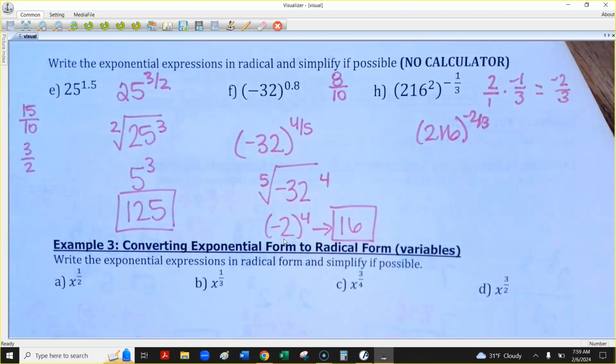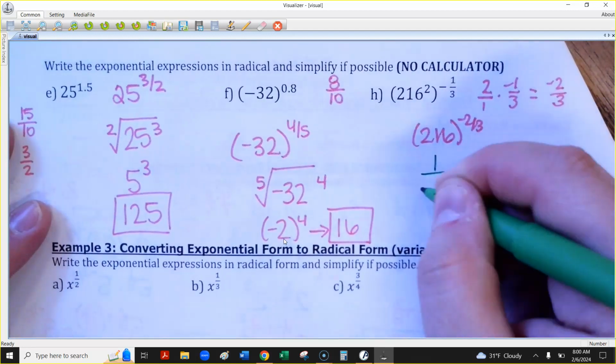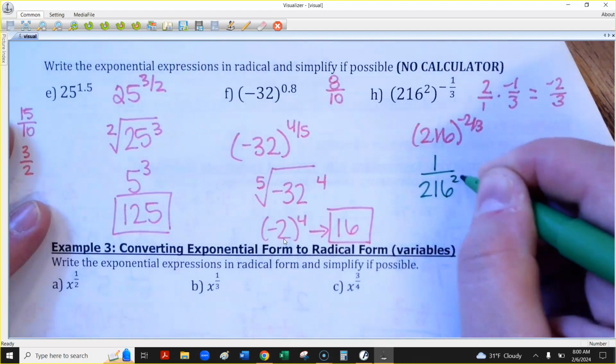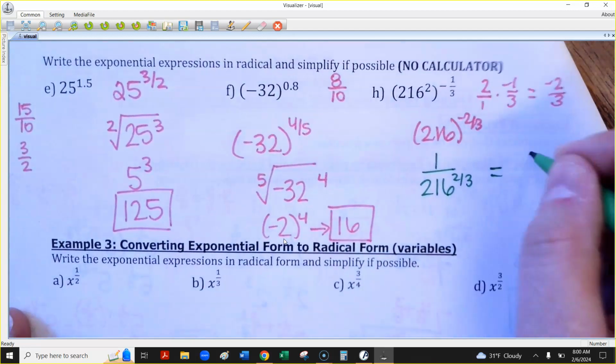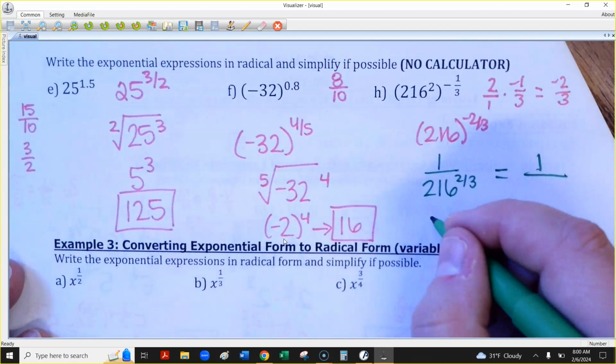Okay, now remember, negative exponent does not mean negative number, does not mean you can't do it. It just means we're going to turn it into a fraction. So this is 1/216 to the 2/3 power. So my answer is just going to be a fraction, just 1 over something. This one's a little harder.